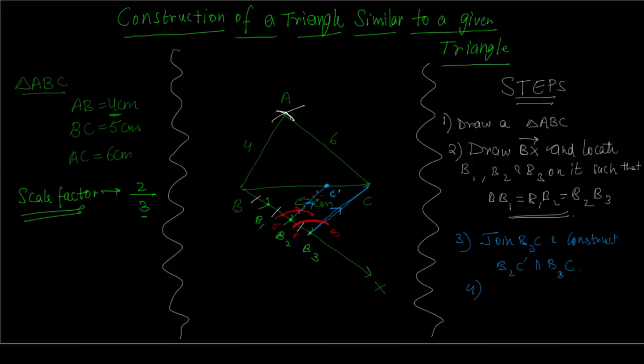Fourth step. Now I've got the second point of the triangle. We already have this common point B, right? Now we have got the second point of the triangle, C dash. Now we're going to make the last point. We need to locate the last point of the triangle, and then we'll get the similar triangle, right? To locate that point, we now need to draw a line or a side parallel to AC from C dash. Here we constructed parallel to B3C. Here we're going to construct parallel to AC from C dash.